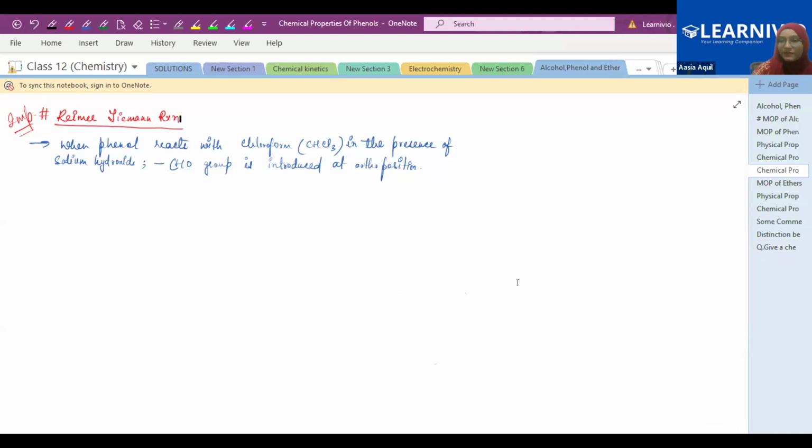Okay, so Jubita, you were not in the previous class, so we have already finished the chemical properties of alcohol as well as phenol. Only two chemical reactions were left, which we are discussing today: the Reimer-Tiemann reaction and the Kolbe's reaction. You will get the notes and the recordings. Please go through the recordings, and if there is any doubt, let me know in the next class.